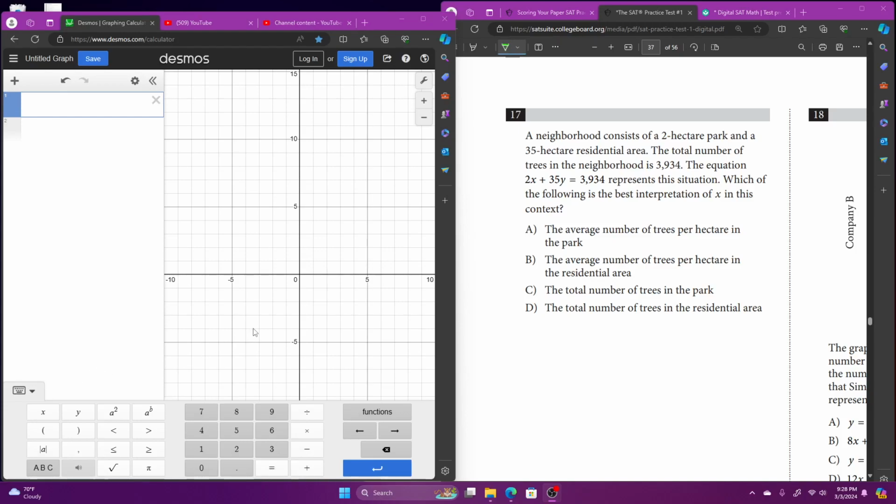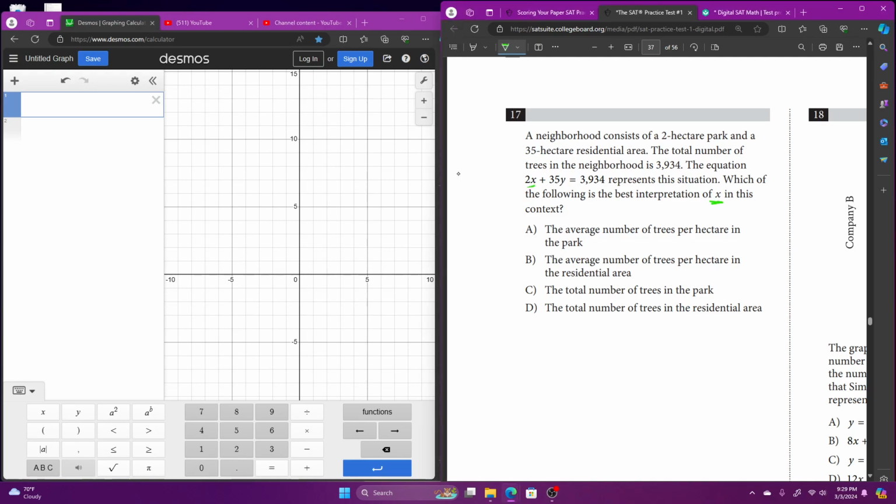All right, guys, we are moving along to question number 17 on our digital SAT math practice. This question says, a neighborhood consists of a 2-hectare park and a 35-hectare residential area. The total number of trees in the neighborhood is 3,934. The equation 2x plus 35y equals 3,934 represents this situation. Which of the following is the best interpretation of x in this context?